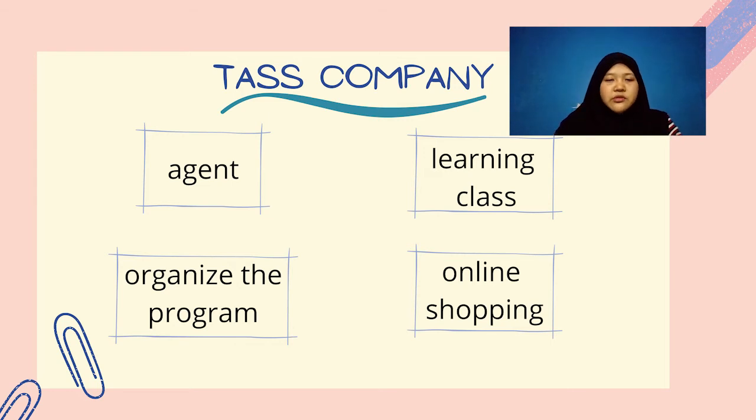We will also hold classes to create their own stationery. We also organize programs several times to help the community. This can maintain our company image in the world. We also have online shopping for our product to take orders from buyers around the world. This is simply the planning of our company.